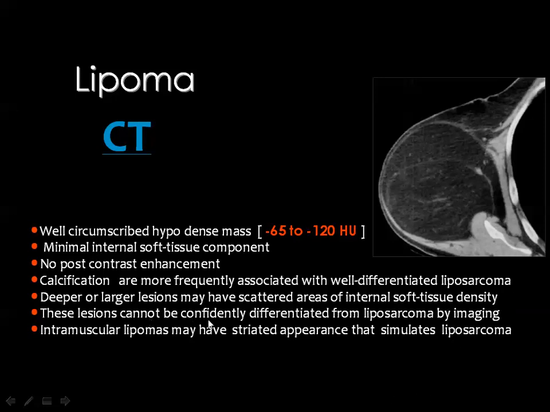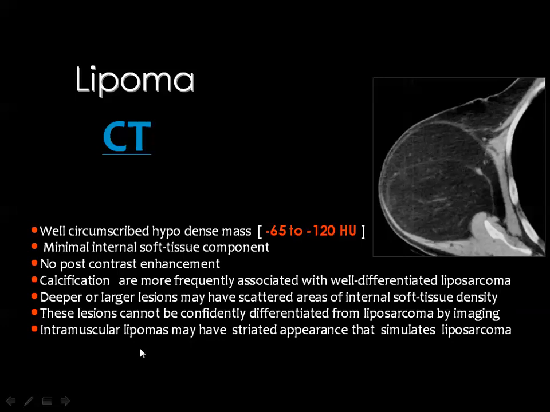The lesions cannot be confidently differentiated from liposarcoma by imaging. And you know that well-differentiated liposarcoma looks exactly like lipoma. So if you see a fat-containing lesion in the thigh or in the retroperitoneum, even if it is totally formed of fat, you should exclude the possibility of liposarcoma, of course, by biopsy.